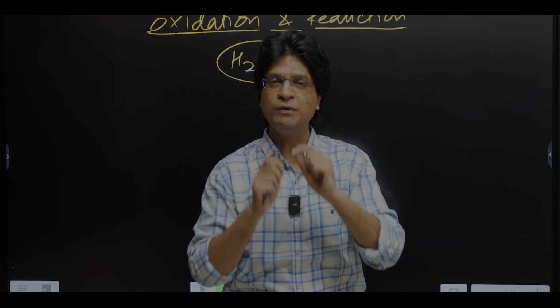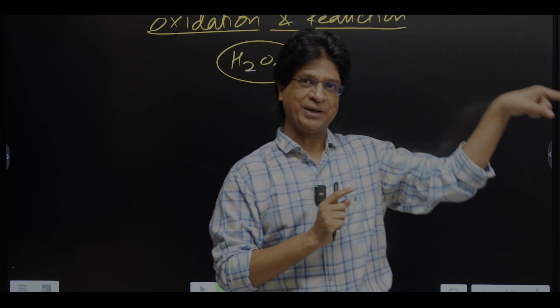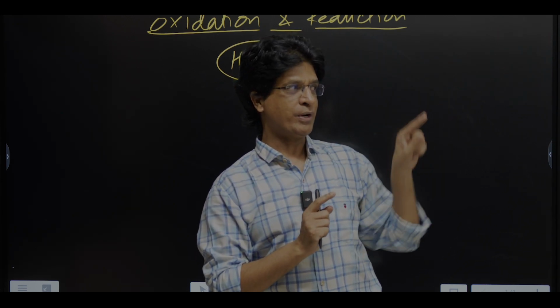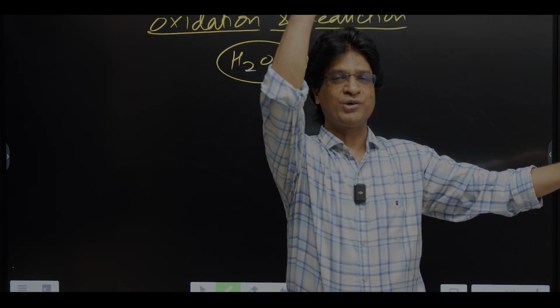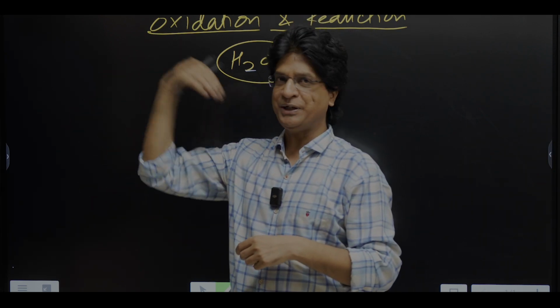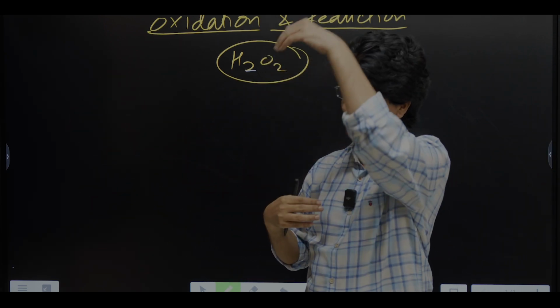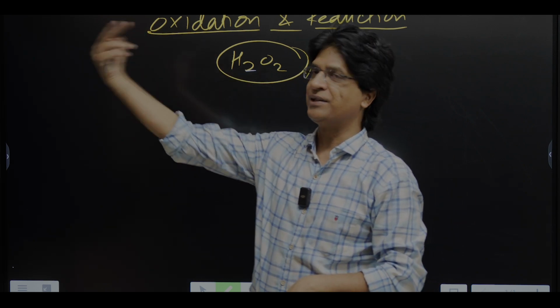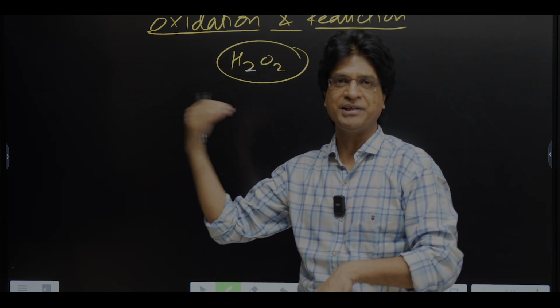Getting it? And who will be called reducing agent? Someone who donates electron. So you donate electron, you are reducing others, but you are getting oxidized yourself. And if you are accepting electrons, you are going down, you are getting reduced yourself, but you are oxidizing others. You are an oxidizing agent.